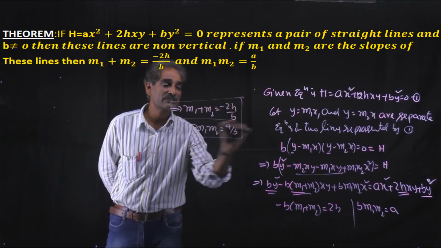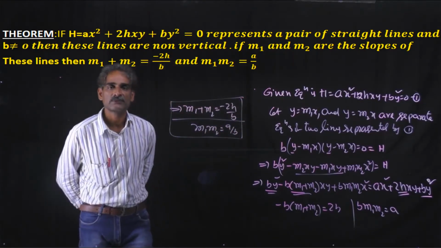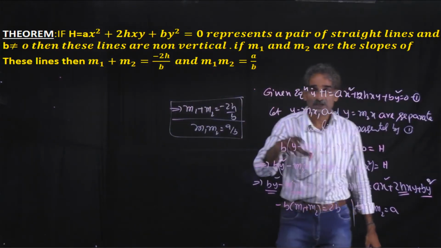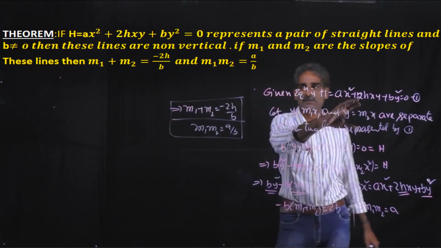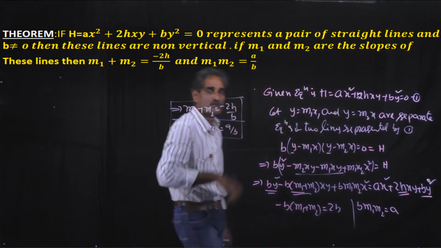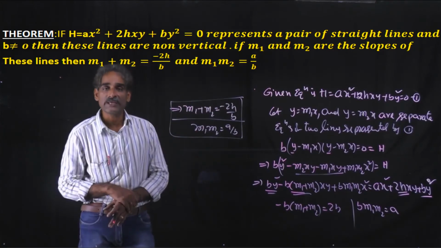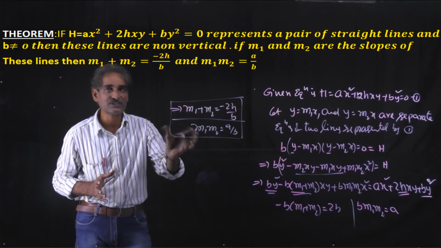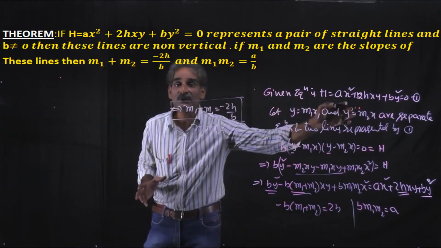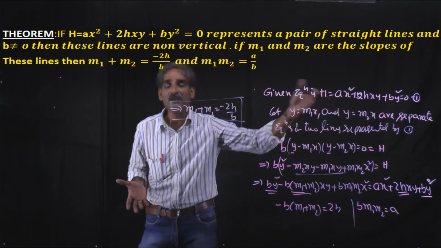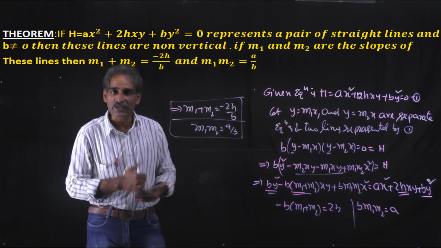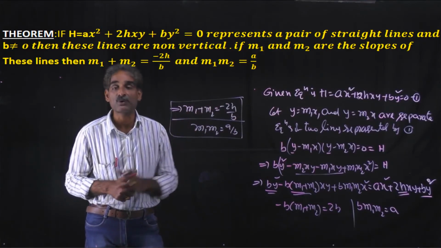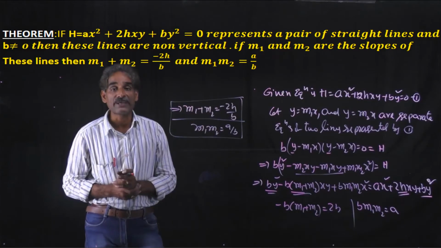These results are very, very important. If m1 m2 are the slopes of the two lines represented by this equation, then immediately we have a connection between these lines and m1 m2. That is, m1 plus m2 is equal to minus 2h by b and m1 m2 equal to a by b. This concept is important for the exam also. Understand? This is the connection between the combined equation, or pair of lines equation, and the two lines whose slopes are m1 and m2. The sum of slopes equals minus 2h by b, and the product of slopes equals a by b.